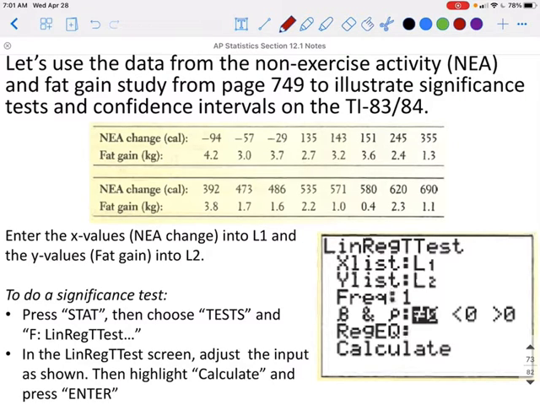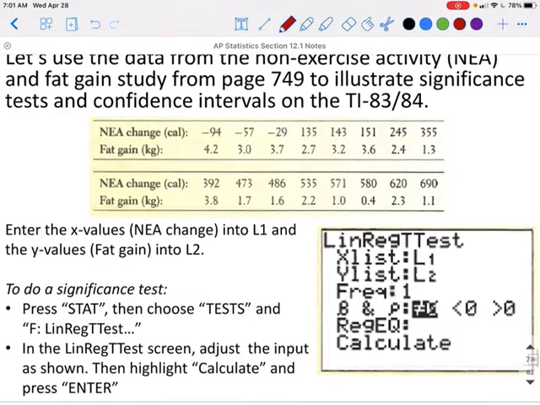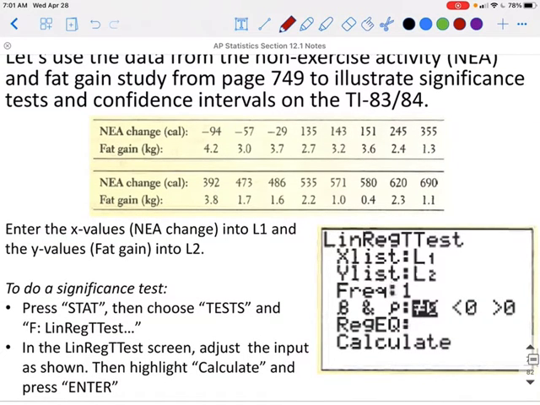In the linear regression t-test screen, you adjust the input as shown. Make sure your X list says L1, your Y list says L2, and your frequency can just be left as 1. Then you select what your hypothesis will be. Ours in this case is not equal to 0. It could be less than 0 or greater than 0, depending on your alternative hypothesis. Then we go down to highlight. If you want to store the regression equation, we can do that as well, but we can go down, calculate, and hit enter.